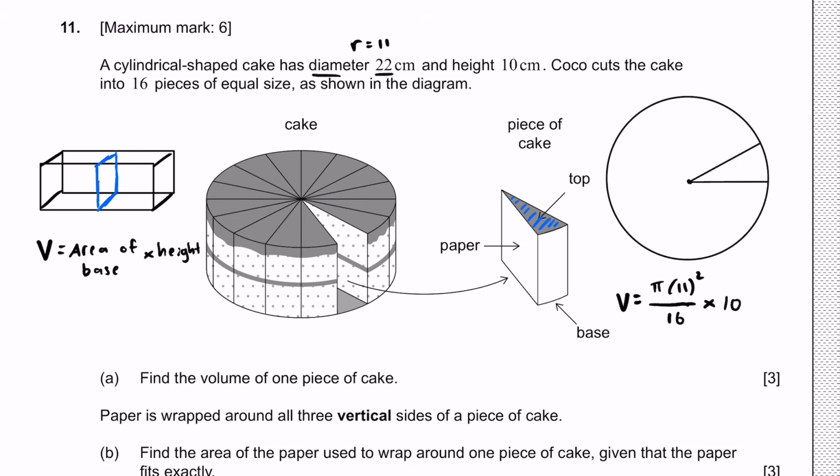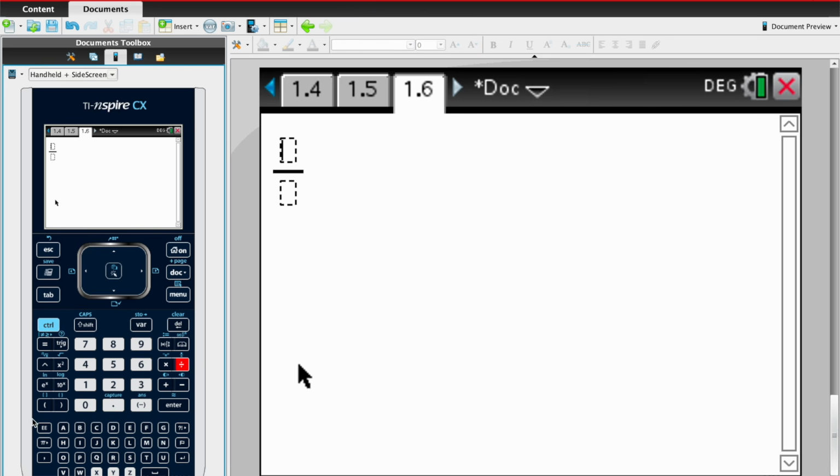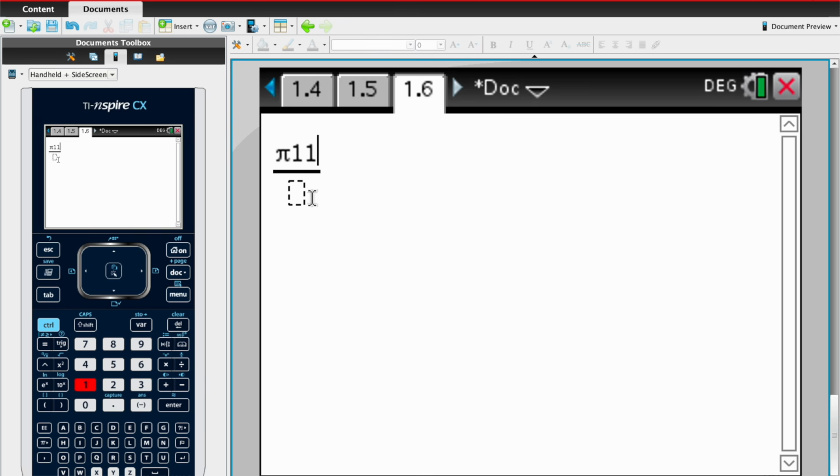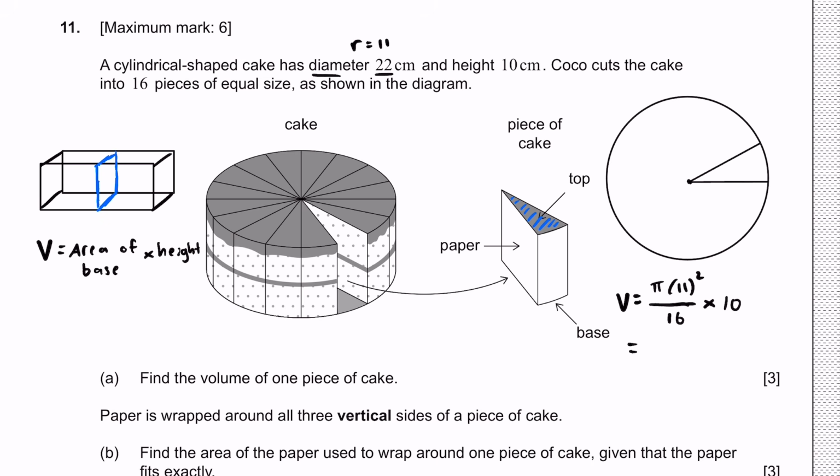Let's go ahead and solve. So we have pi r squared, but only 1/16 of that. We're going to multiply by 10. And this is the volume of one piece of cake: 237.583 cubic centimeters. Writing that out, 237.583 to 3 sig figs, 238 cubic centimeters. All right.